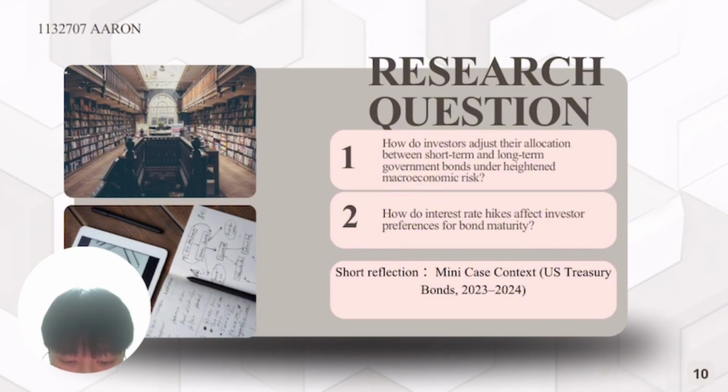Short-term bond rates went up quickly, but long-term bond prices went down. Long-term bonds change more when interest rates move. So when interest rates go up, long-term bonds become more risky. Because of this, many investors sold 10-year bonds and bought 2-year bonds. Short-term bonds gave better returns with less risk.